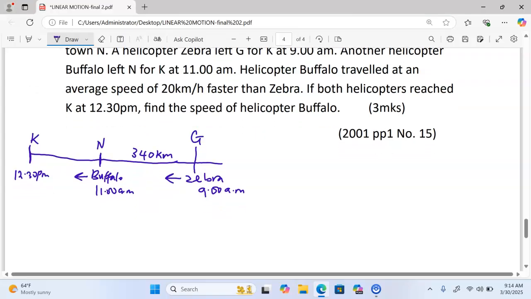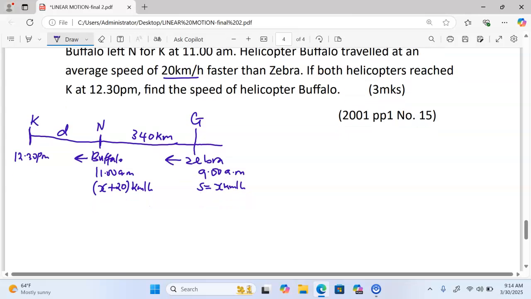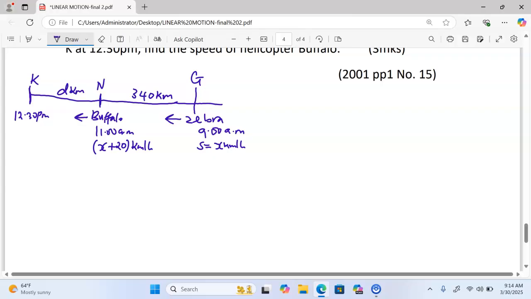We have also further been told helicopter Buffalo traveled at an average speed of 20 kilometers per hour faster. So if we say the speed of Zebra is X kilometers per hour, then Buffalo is going to be 20 kilometers faster, which is X plus 20 kilometers per hour. We do not know the distance between N and K. We can assume the distance to be D kilometers.